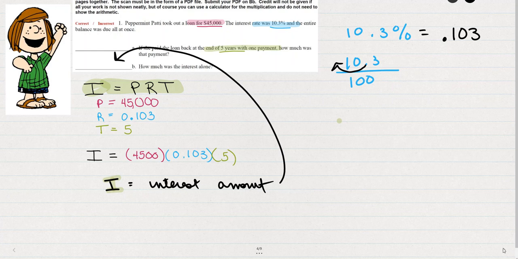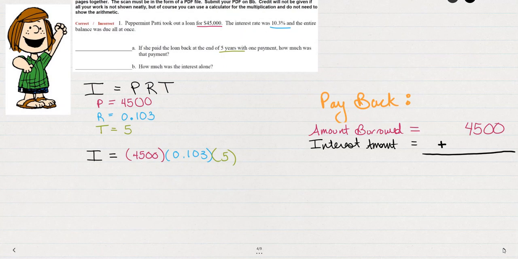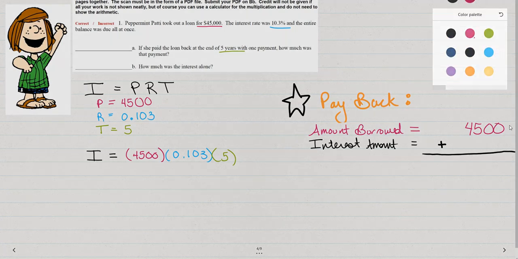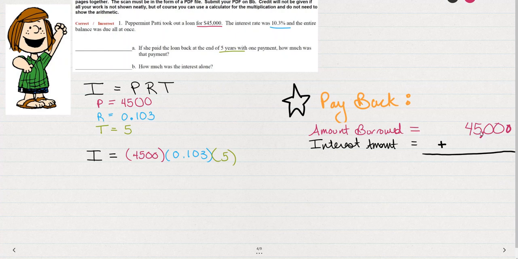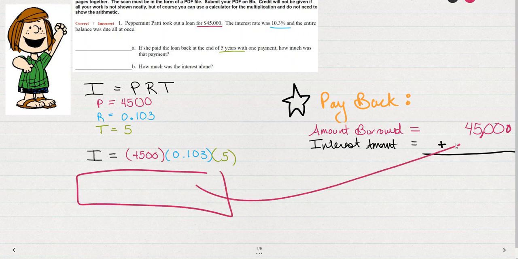And then part A is going to ask us to go back and look at how much Peppermint would pay back. To get how much Peppermint's going to pay, we'd have, and do you see I wrote that incorrectly again. I'm going to blame it on my old eyes. I was looking at that small print and misread the amount, but it's $45,000. And we're going to add to that whatever interest amount we got here.